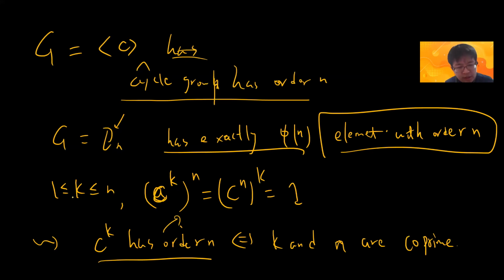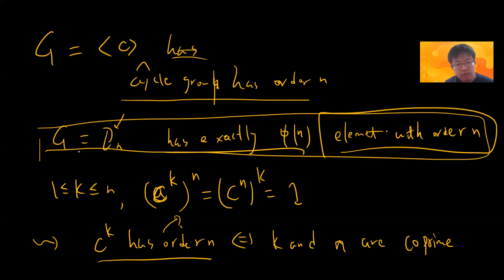Otherwise, if k and n are not coprime, that means c^k can reach the identity before n. For example, if n is an even number and k is n divided by 2, then (c^(n/2))^2 will be 1, so it will have order 2. So c^k has order n if and only if k and n are coprime. Which just proves this statement: G equals Zn has exactly phi(n) elements with order n. So from here I can prove these results.